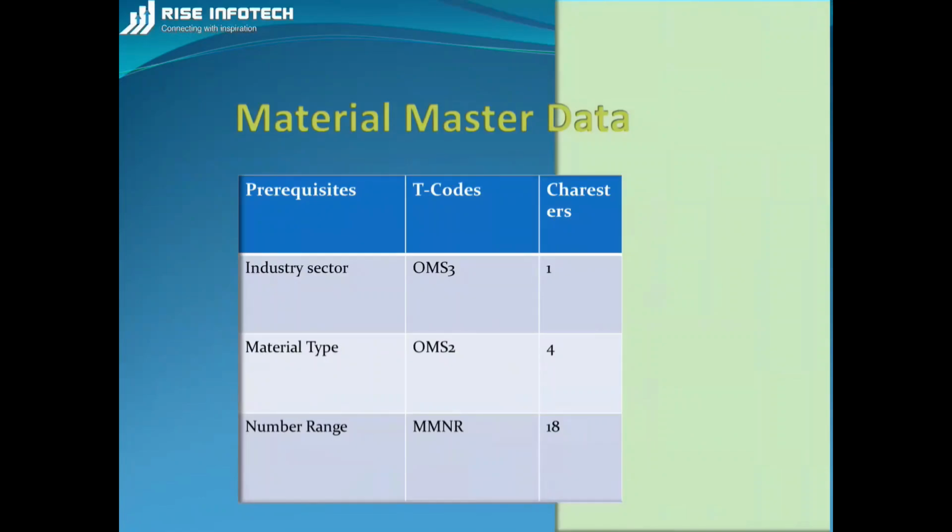For industry sector, OMS3, and it has 1 character. Material type, T code OMS2, and it has 4 characters. Number range MMNR, it has 18 characters.